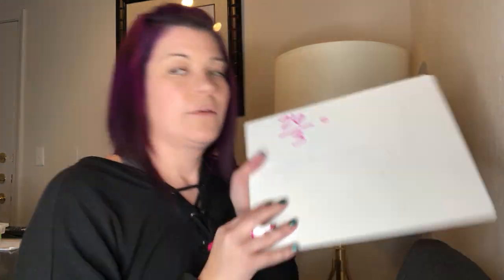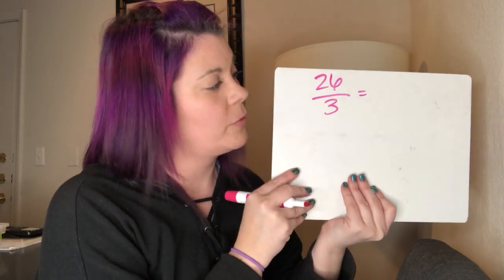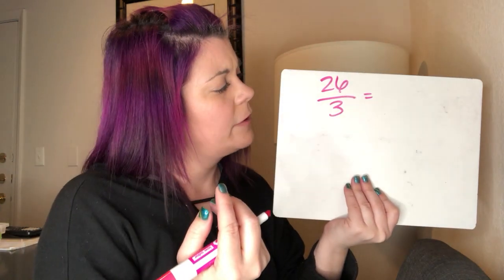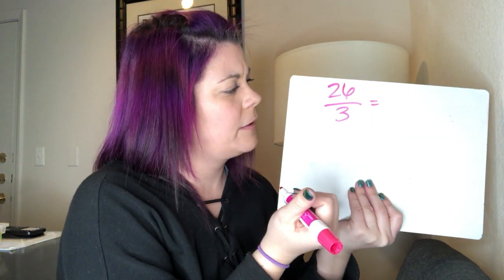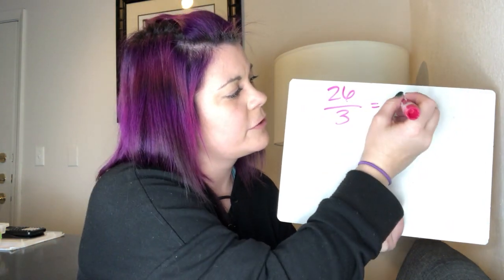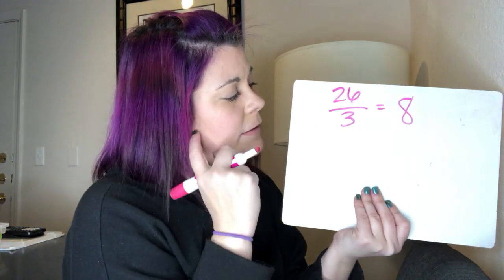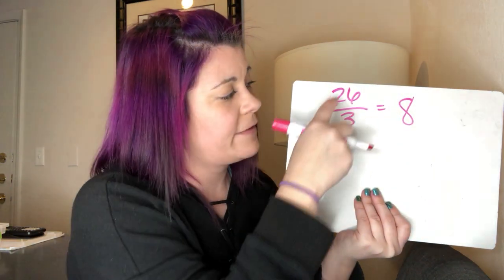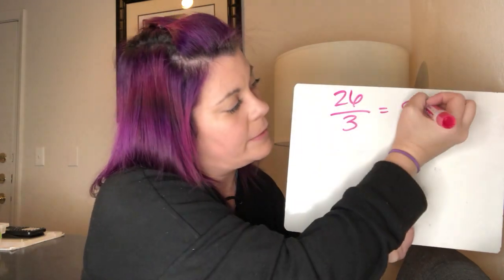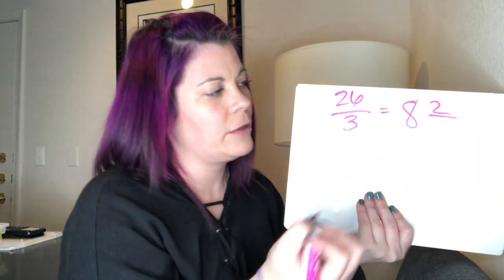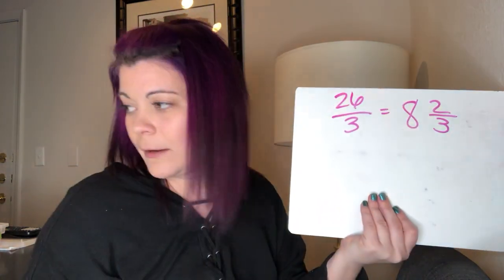Let's do one more. 26 over 3. So we say, how many times does 3 go into 26? Knowing our multiples, I know that 3 times 8 is 24, so 8. And then if 3 times 8 is 24, that means I have 2 left over as a remainder. So that goes into my numerator, and then we keep the denominator.